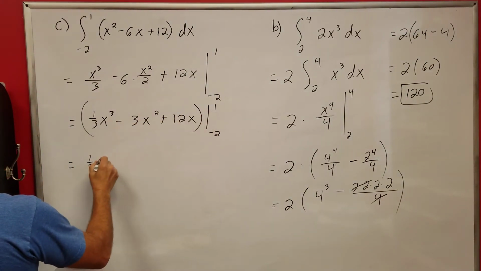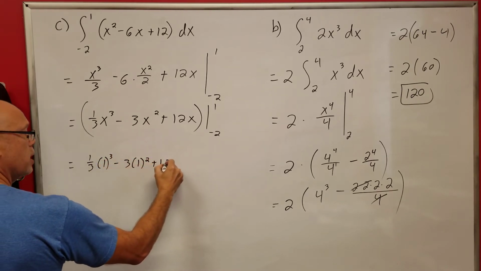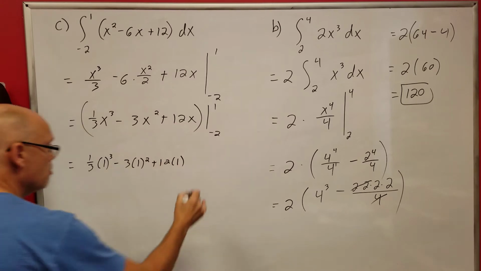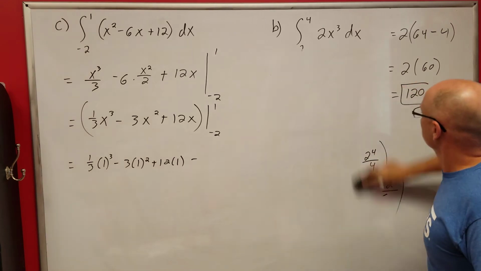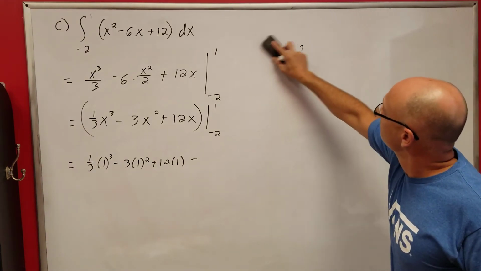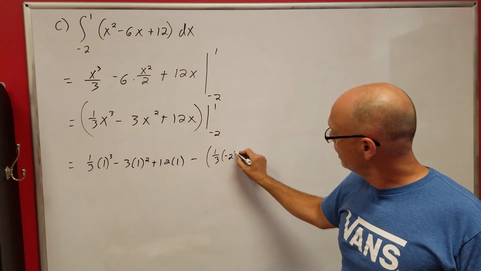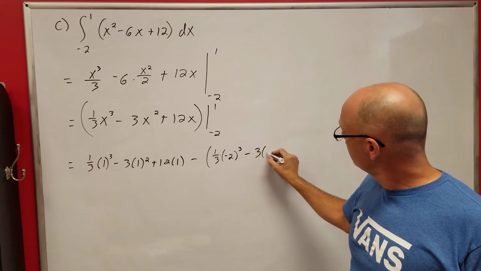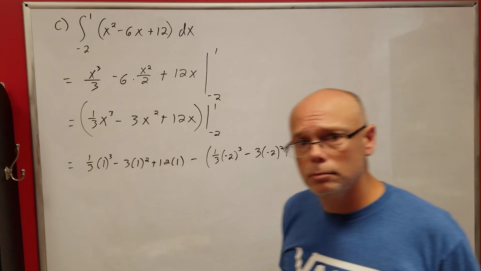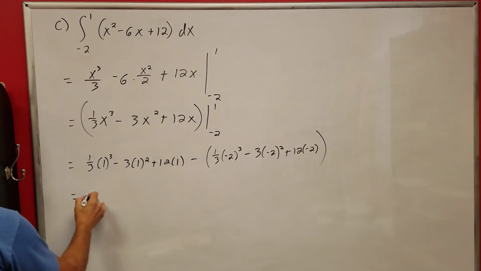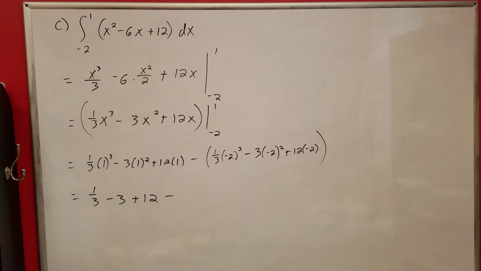So we have 1/3 times 1 cubed minus 3 times 1 squared plus 12 times 1, minus this antiderivative evaluated at -2. Let's see. So I have 1/3 times -2 cubed minus 3 times -2 squared plus 12 times -2. What does that give me? 1/3 minus 3 plus 12 here, right?